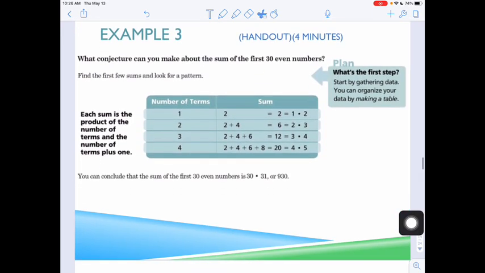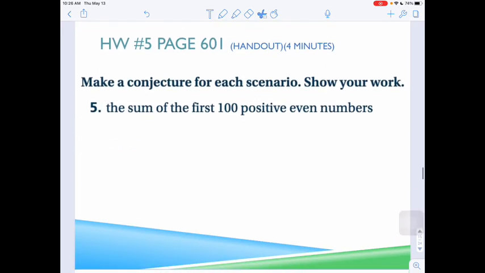The work for this problem is written out on the next slide. And now I would like you to try number 5 on page 601. Make a conjecture for each scenario. Show your work. The sum of the first 100 positive even numbers.